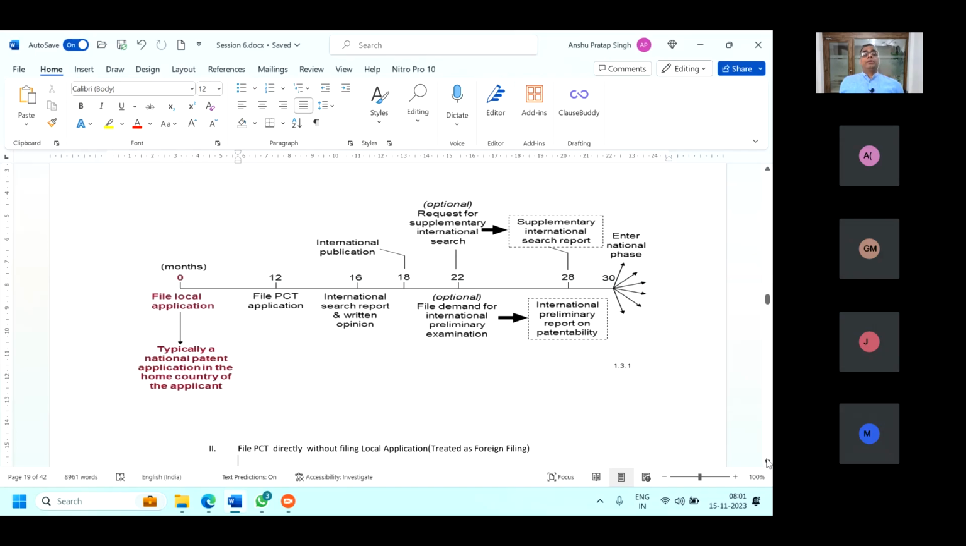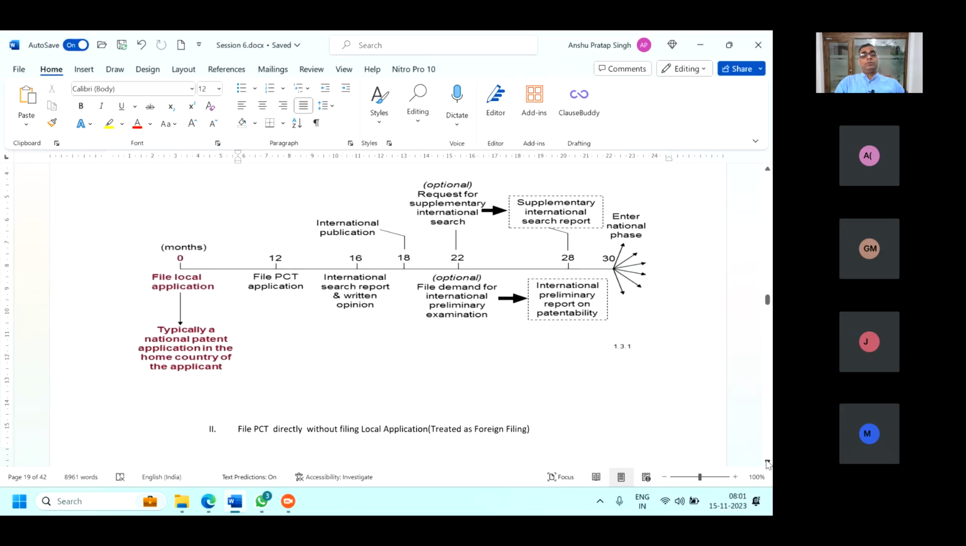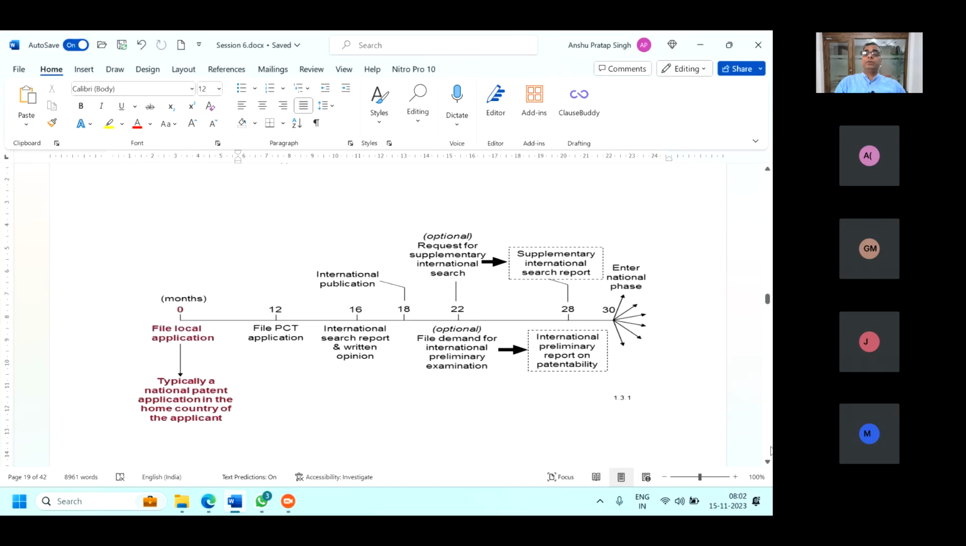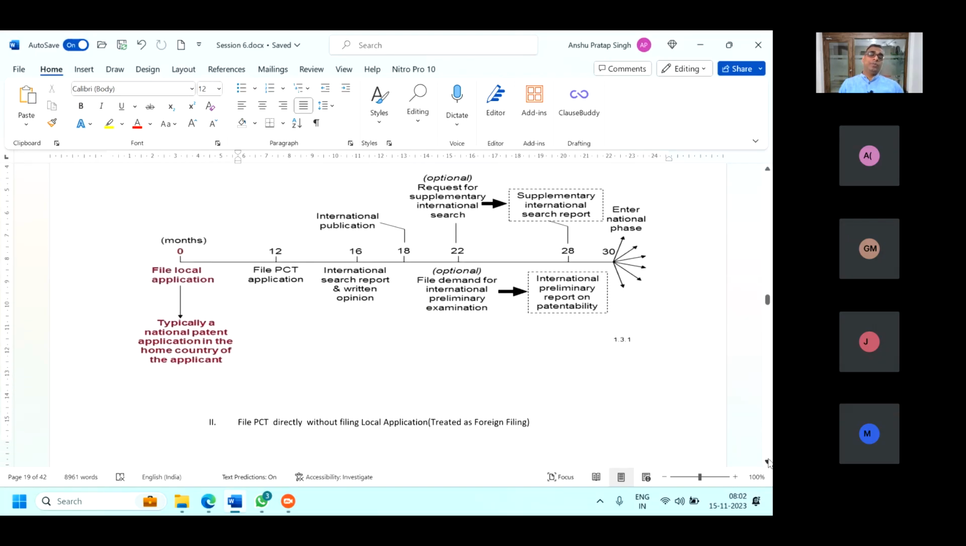Now, on the expiry of the 30th month or 31st month, as the case may be, this application can enter into the national phase. Now, a PCT application can also be filed without filing a local application. As I said, there only one thing is going to be missed, that is the 12 months. You have an international application and you have 31 months to enter anywhere.